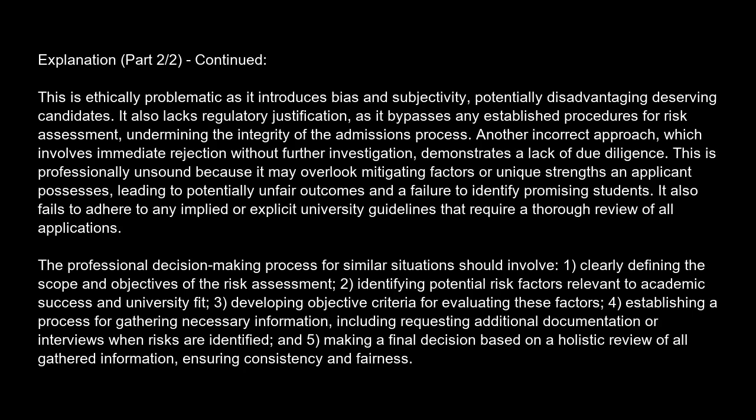A professional decision-making process for similar situations should involve: 1. Clearly defining the scope and objectives of the risk assessment. 2. Identifying potential risk factors relevant to academic success and university fit. 3. Developing objective criteria for evaluating these factors. 4. Establishing a process for gathering necessary information, including requesting additional documentation or interviews when risks are identified. And 5. Making a final decision based on a holistic review of all gathered information, ensuring consistency and fairness.